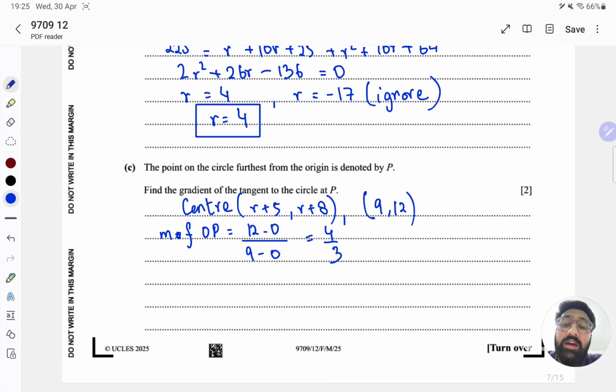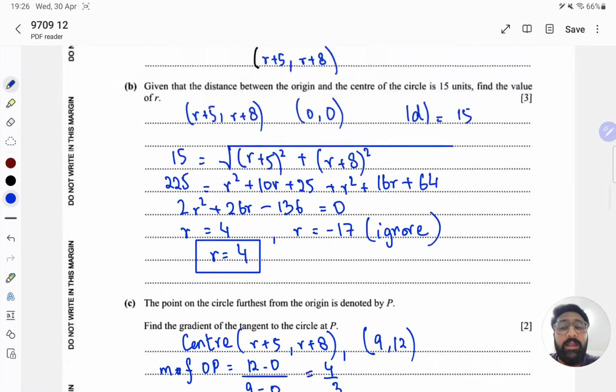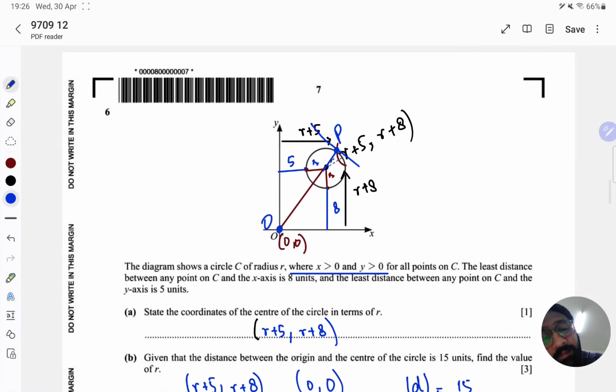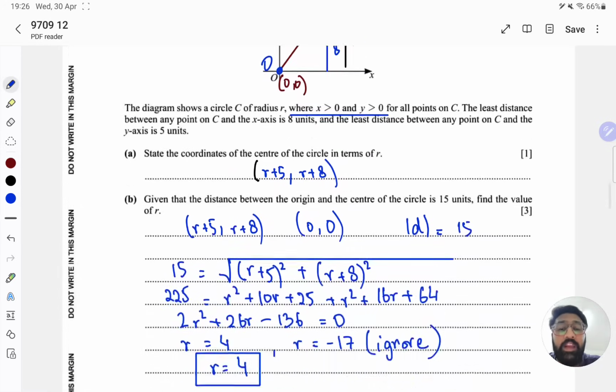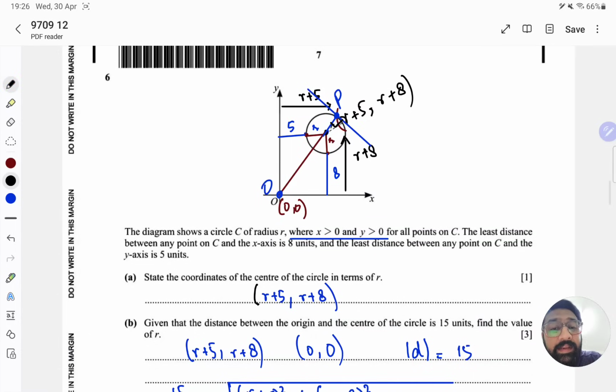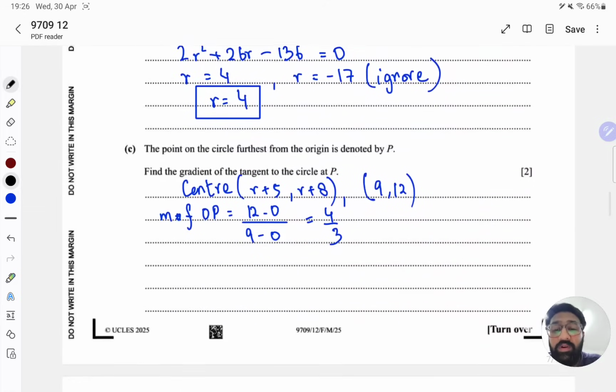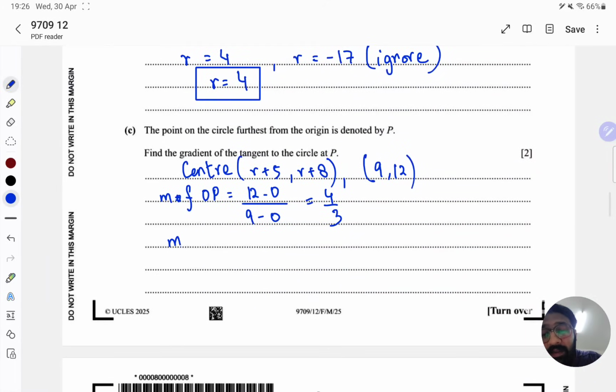So this is the gradient of the line OP, but he is asking you to find the gradient of the tangent to the circle at P. So the tangent is definitely going to somehow look like this. If this is the tangent, I hope you remember the property that the tangent and the radius make an angle of 90 degrees. So the 90 degree angle lies exactly over here. And we know that the gradients are negative reciprocals of each other. So the gradient of the tangent will be minus 3 divided by 4.